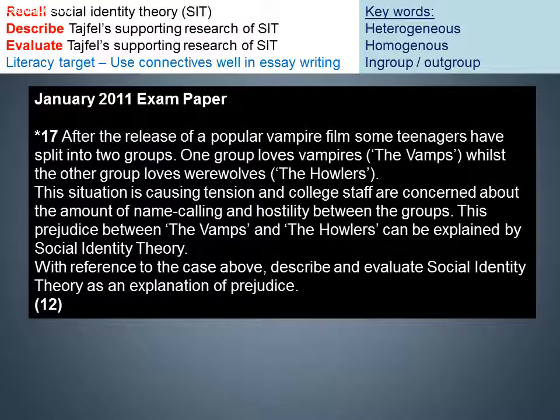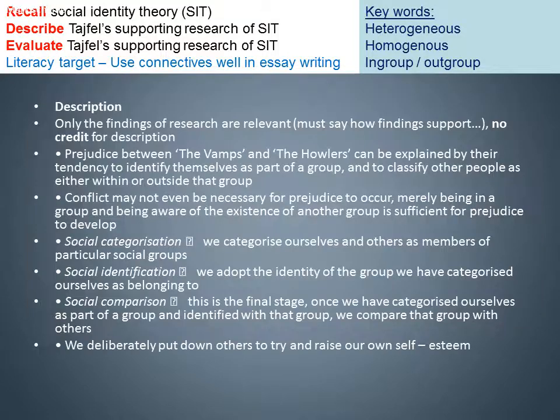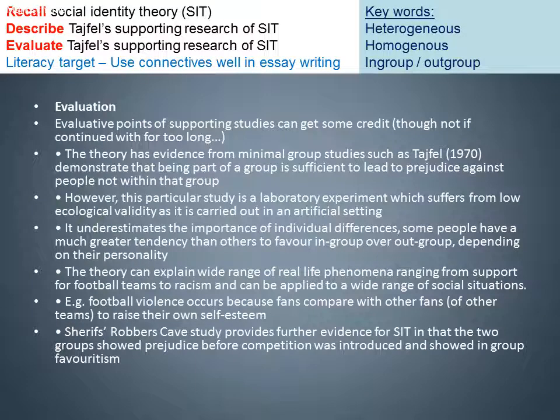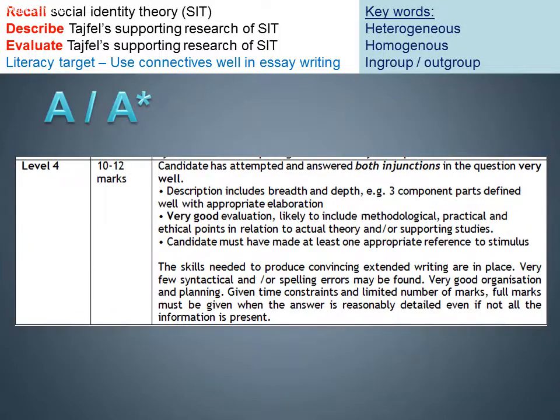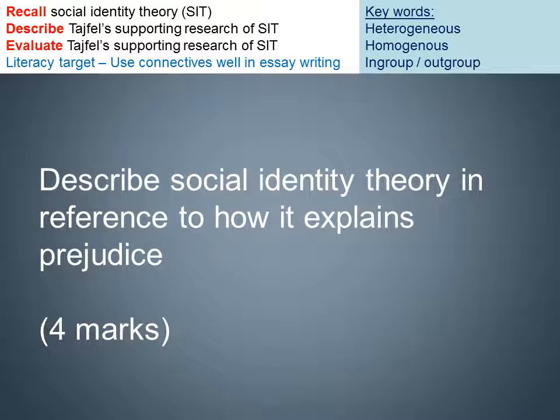In January 2011, it was the 12 marker. It was a situational scenario question with the vamps and the howlers. It's quite a famous question among teachers, this one really, where pupils would have to be able to identify the in-group and out-group and discuss social identity theory as a description or as an explanation of what had happened, but also as an evaluation of prejudice. This is the mark screen on the board if you want to have a look. Don't include a conclusion, you will not get past the level 3. An example question if you want to practice: describe social identity theory in reference to how it explains prejudice for 4 marks.